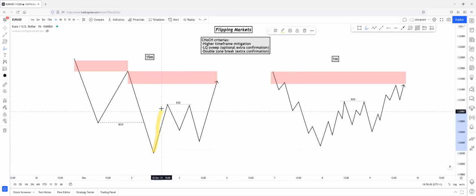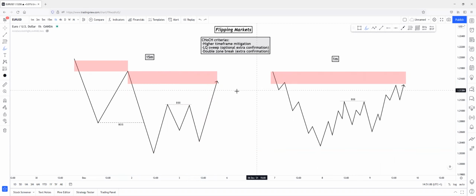And on the way up, it created liquidity for this zone, as we talked about in the liquidity units. So it created perfect liquidity for this zone. Price swept this liquidity. After the liquidity sweep, it tapped into this supply zone. It's on the 15-minute chart.